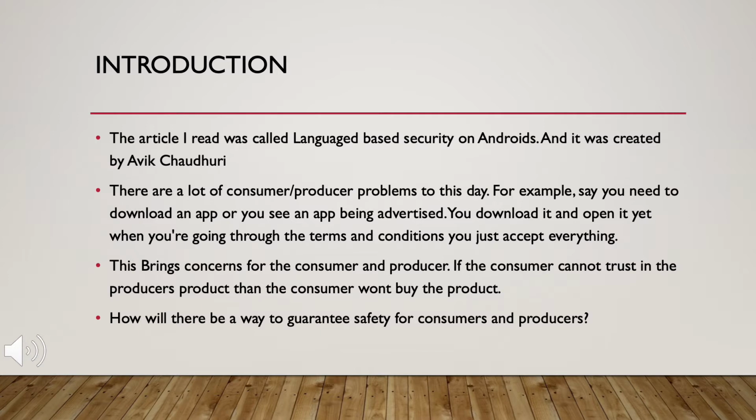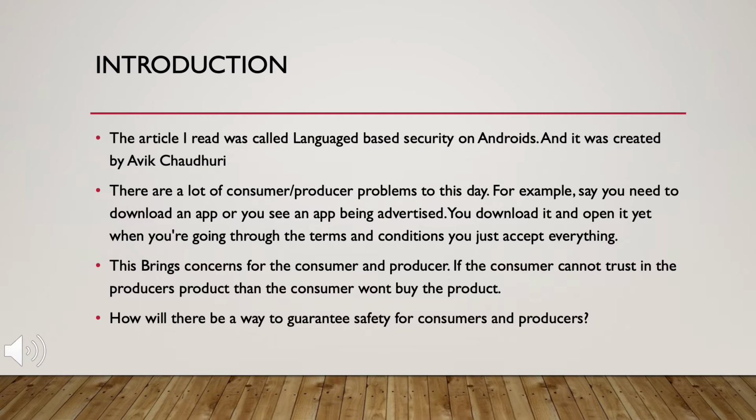There are a lot of consumer and producer problems to this day. For example, say you need to download an app or you see an app being advertised. You download it and open it, yet when you're going through the terms and conditions, you just accept everything. For example, say you downloaded Instagram and exactly when you wanted to upload a picture, it asks for your permissions to go inside your gallery so you can get the picture. And you allow Instagram that permission. This is going to be a big problem. This gives Instagram all permissions to your gallery.